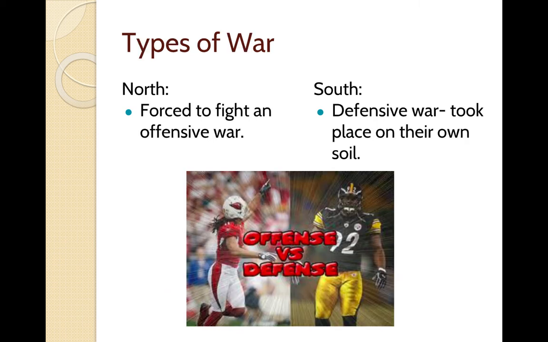For the type of war, the North is fighting more of an offensive front, and a majority of the battles are going to be fought in the South. And the South now, they're trying to just play defense. They're trying to keep the North out and they're fighting on their own soil.